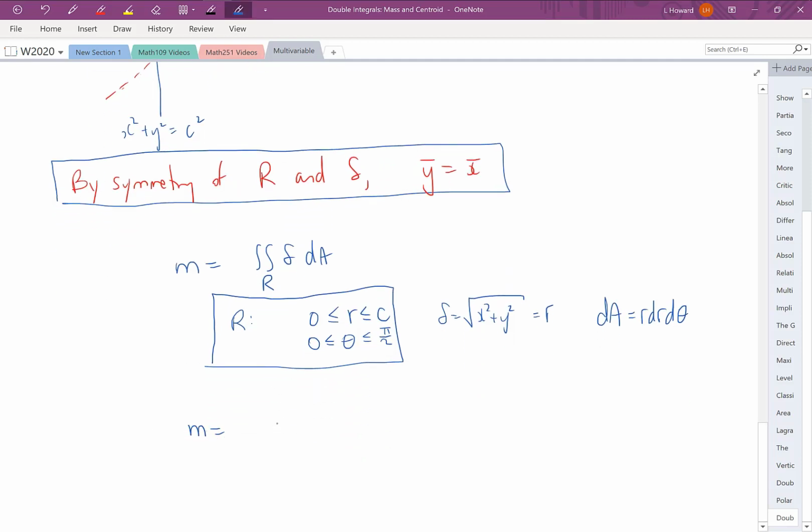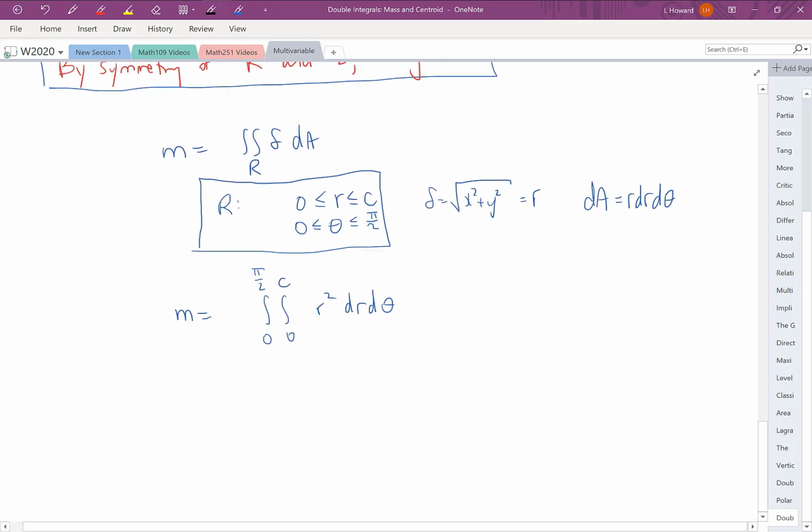So here we go. Mass is going to be the double integral of, well, if we multiply delta times dA, we're getting r squared dr d theta. And then we'll just put our limits of integration on here. R is going from 0 to c, and theta is going from 0 to pi over 2. Okay, so let's get this integration done, and we'll have our mass.